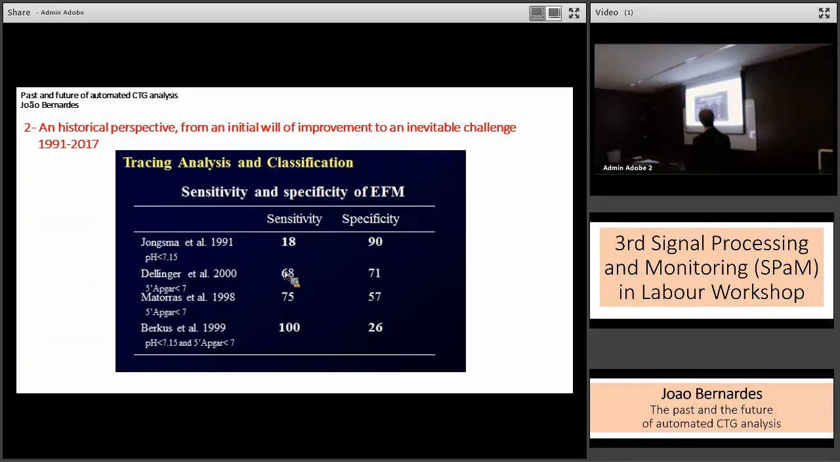Okay, during this period, other studies showed discrepant results on sensitivity and specificity of electronic fetal monitoring. Sensitivity varied in studies with similar outcomes, because different studies may have different outcomes and we cannot compare them. But comparing studies with similar outcomes, we could find papers with sensitivity for electronic fetal monitoring varying from 18 to 100, or specificities varying from 26 to 90. So we need automated analysis to help us.